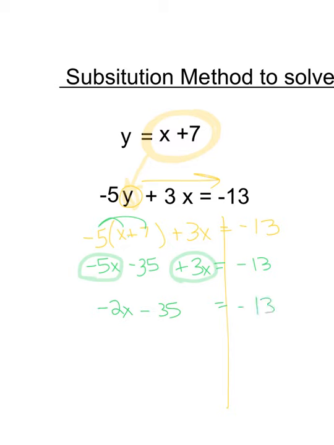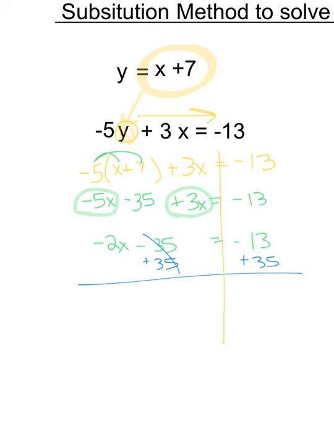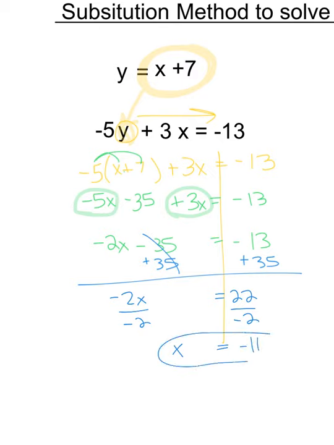Now try to get the x by itself. Undo the -35 by adding 35. And -13 plus 35 is 22. Divide by -2. And we get x equals -11.